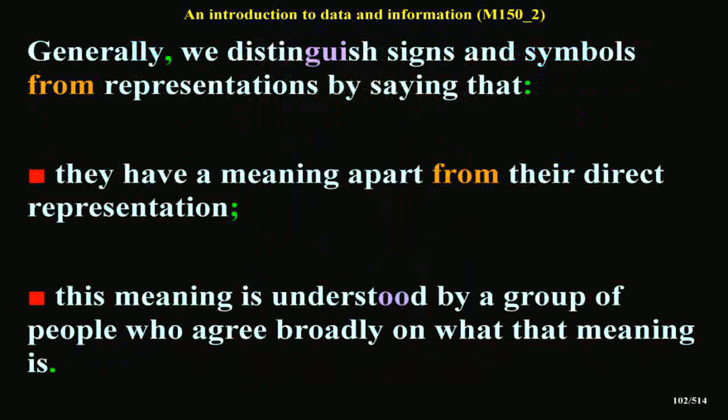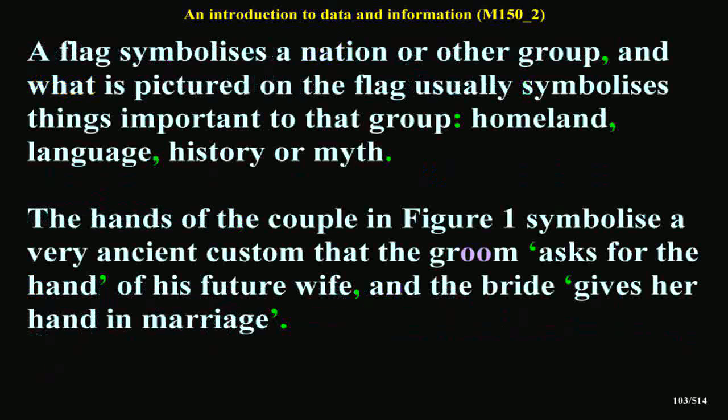Generally, we distinguish signs and symbols from representations by saying that they have a meaning apart from their direct representation. This meaning is understood by a group of people who agree broadly on what that meaning is. A flag symbolizes a nation or other group, and what is pictured on the flag usually symbolizes things important to that group: homeland, language, history, or myth.